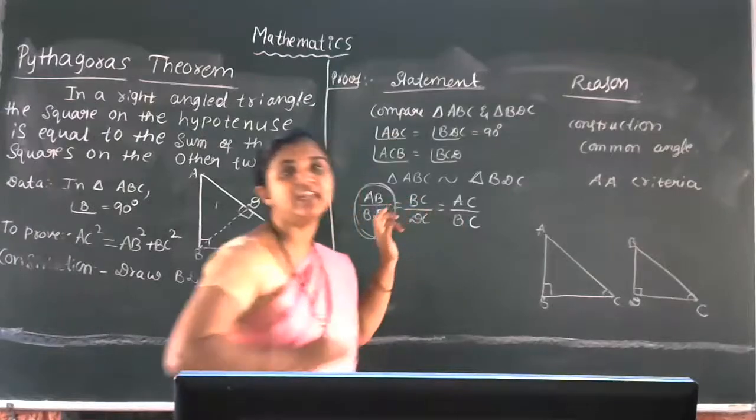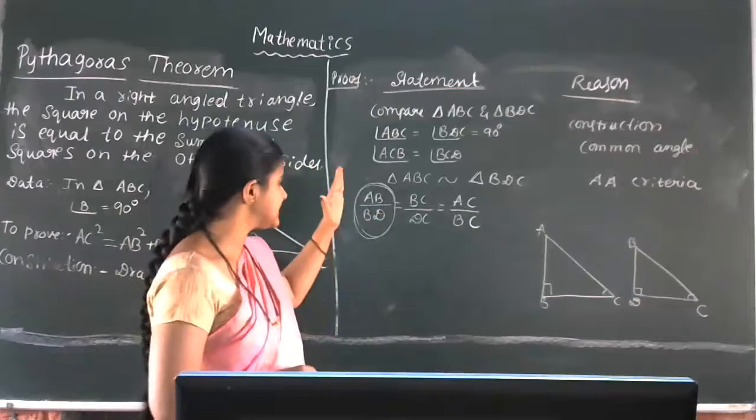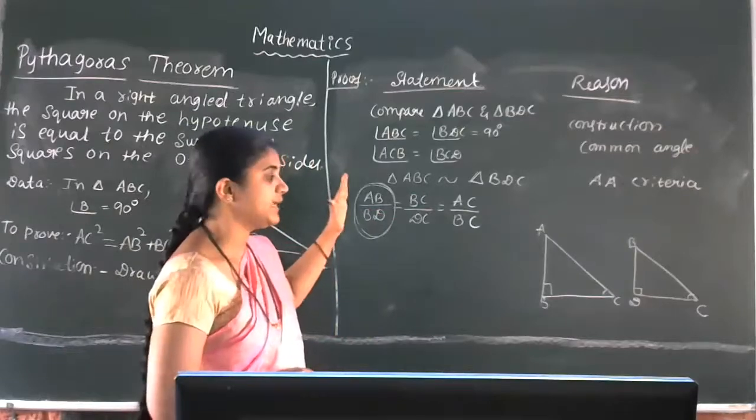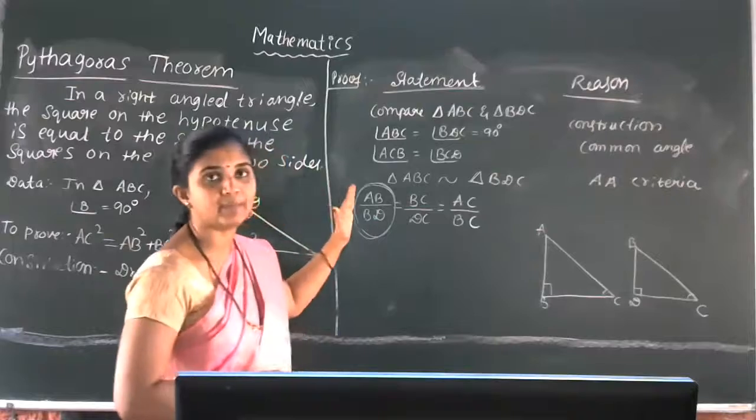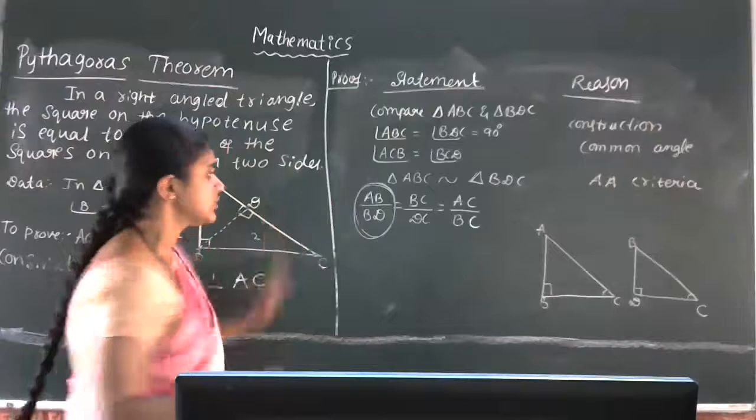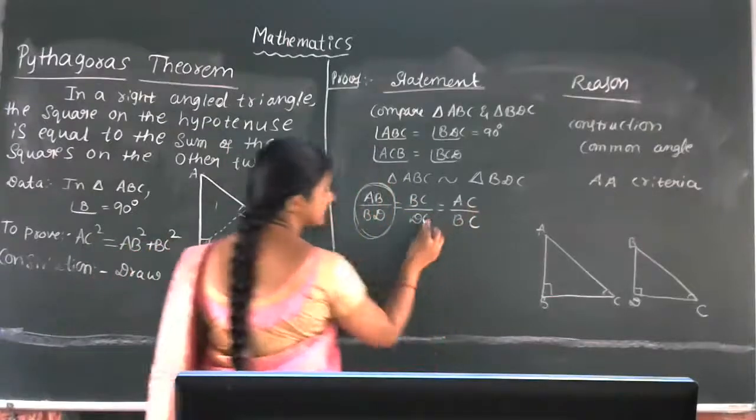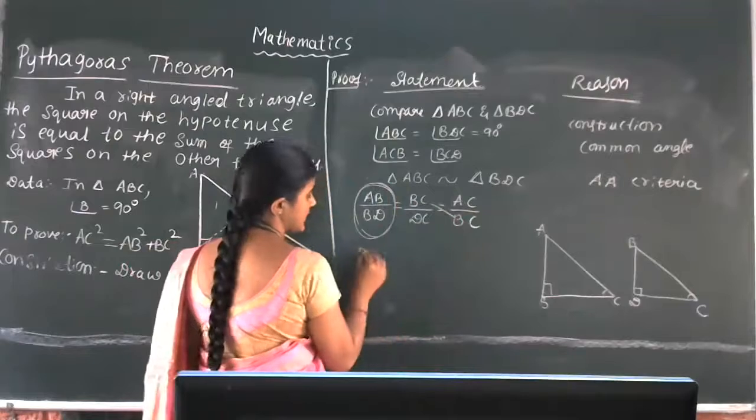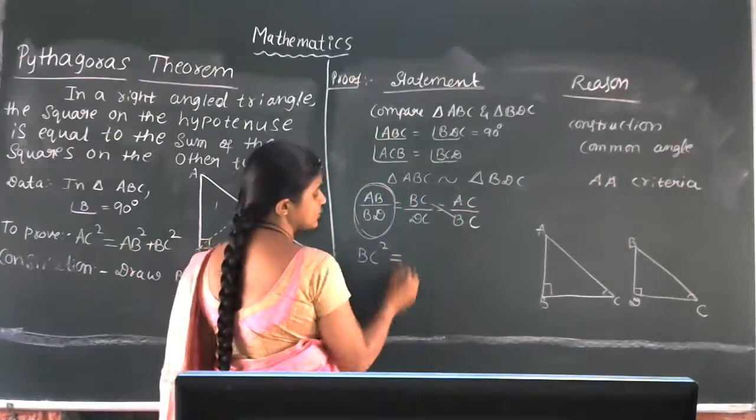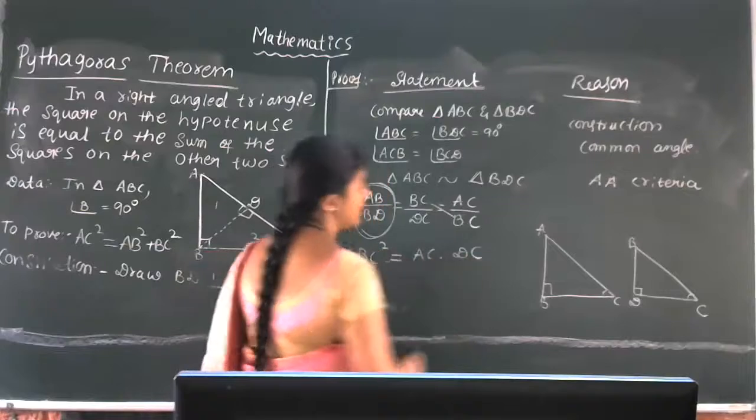Now AB square plus BC square. One side of the proof is over. That is AB square plus BC square is over. Now maintain this as it is, AB square plus BC square. Now what are you observing here? AD into AC plus AC into DC. What can we do in this step?